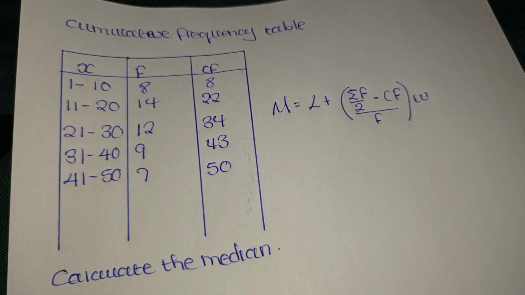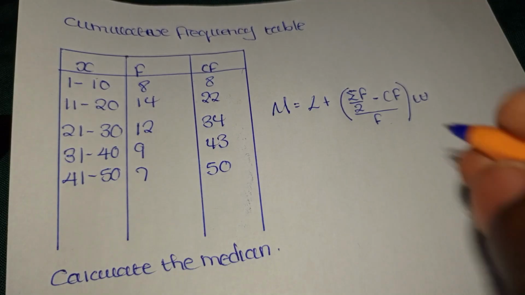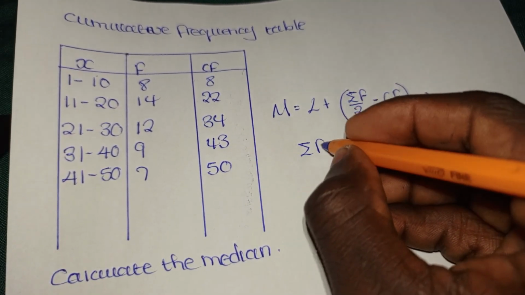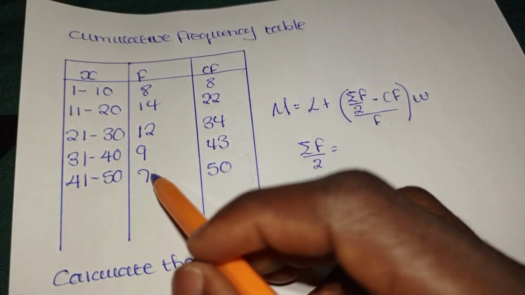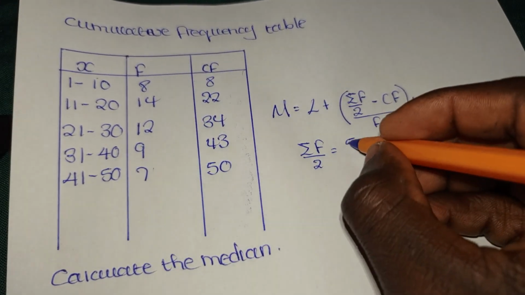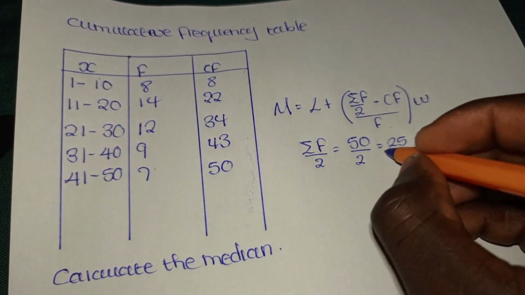Having filled it up, we will now calculate the values of these original terms. We'll start with the simplest one, the summation of the frequency divided by 2. Remember, you added the frequency and the total was 50. If you divide this by 2, you get 25.